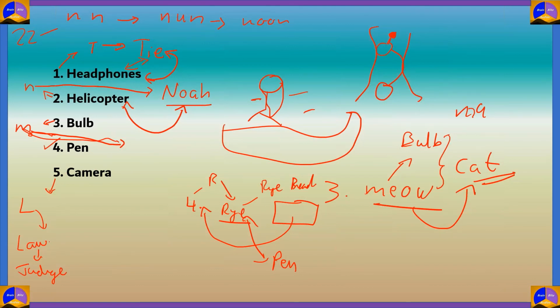Now you need to connect law to a camera. What I would do is imagine a camera beating down with its gavel and saying, order, order. You can also imagine a judge using a camera instead of a gavel in order to shout order, order. Either way, you can get an illogical association.